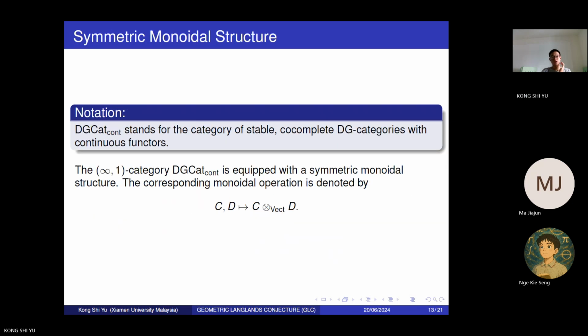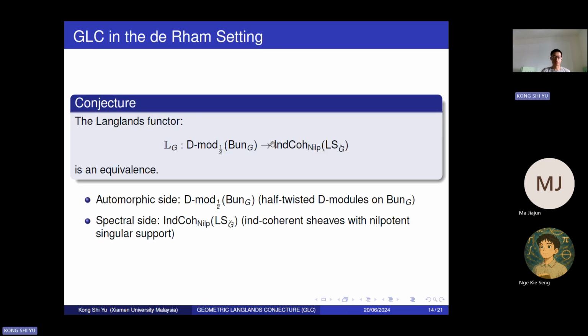So this is our GLC in the de Rham setting. Basically, they wish to prove this is an equivalence, but since I only consider the construction of the Langlands functor, I will skip this part. I will only show this: there exists such a functor between these two objects.